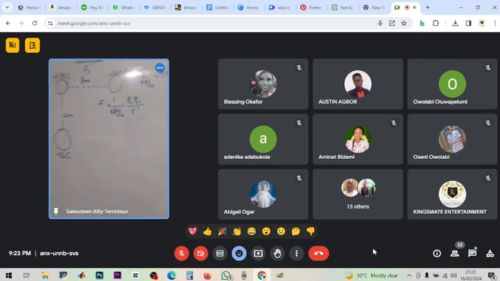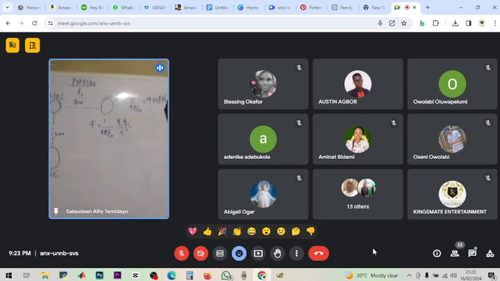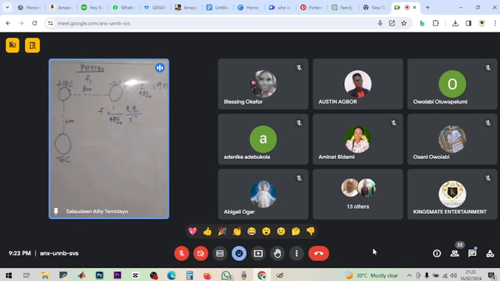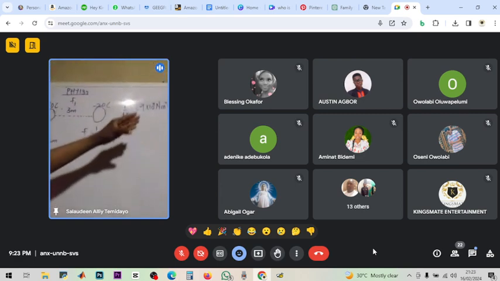Units. All right, let me tell you the unit. It is very important: Newton meter squared per coulomb squared. It is important to note it. Newton meter squared per coulomb squared.